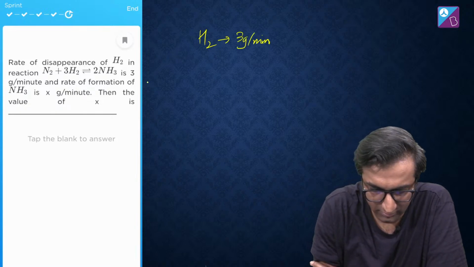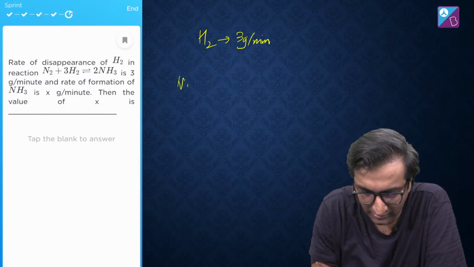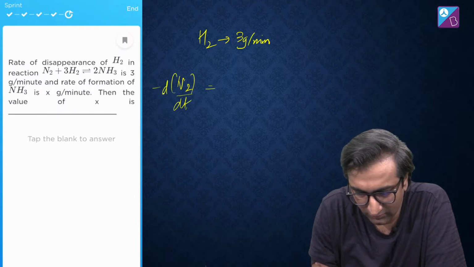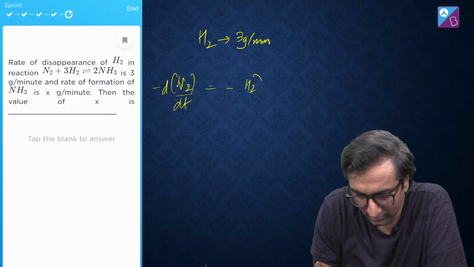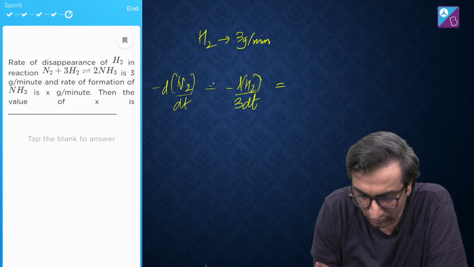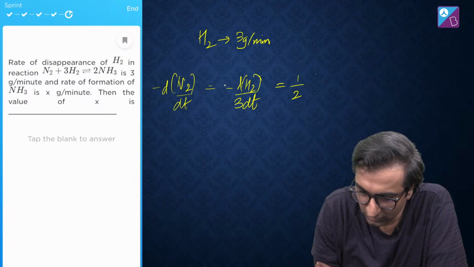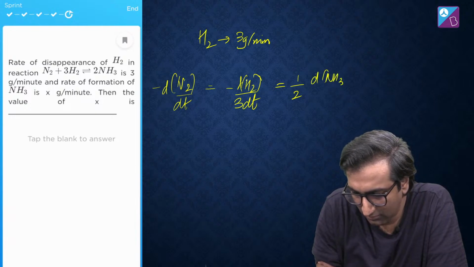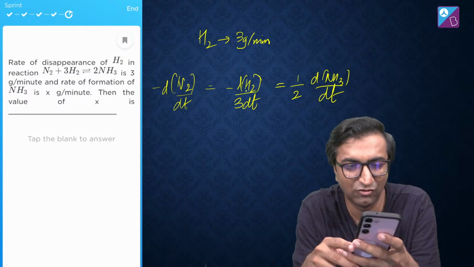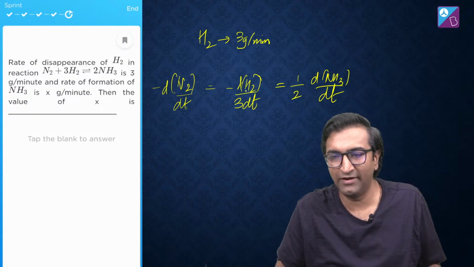What is the deal here? If I do N2, minus equal to minus dH2 by 3 dt equal to 1 by 2 dNH3 by dt. अब करो आप लोग. Please solve. What do you think this is going to be? Please go ahead and solve.